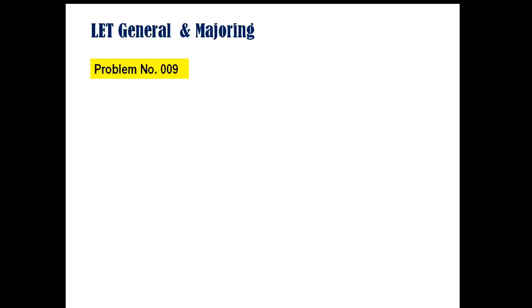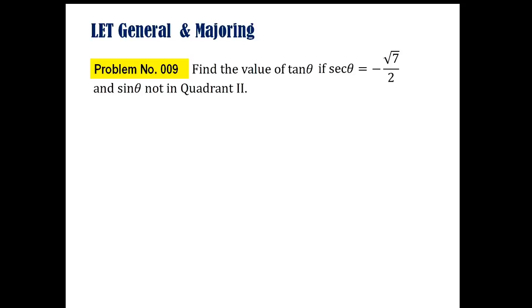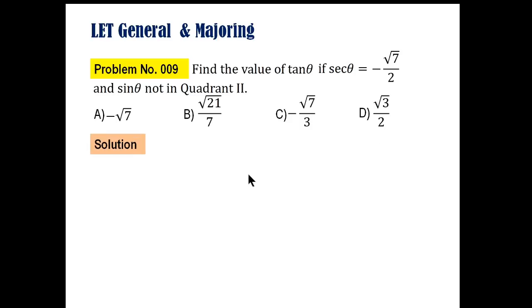Problem number 009. Find the value of tangent theta if secant theta is equal to negative the square root of 7 over 2 and sine theta not in quadrant 2. This is a trigonometry problem. Choices are A, negative the square root of 7, B, the square root of 21 over 7, C, negative the square root of 7 over 3, and D, the square root of 3 over 2. Okay, so solution.